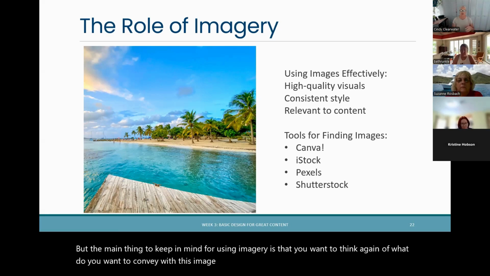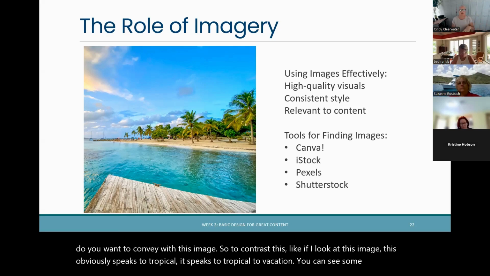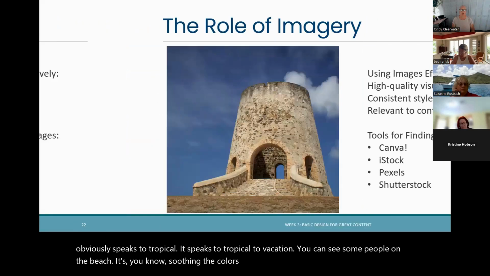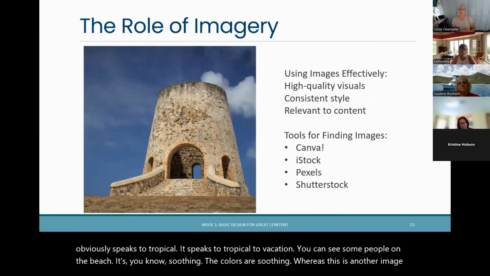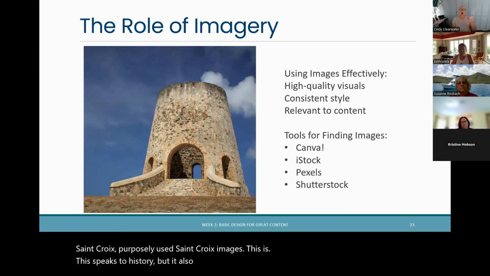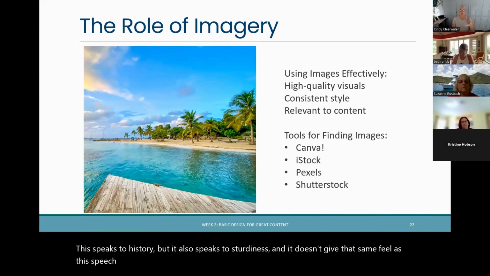So to contrast this, if I look at this image, this obviously speaks to tropical, to vacation. You can see some people on the beach. It's soothing. The colors are soothing. Whereas this is another image of St. Croix, purposely using St. Croix images. This is a sugar mill. This speaks to history, but it also speaks to sturdiness. And it doesn't give that same feel as this beach feel, though they are both iconic St. Croix images.